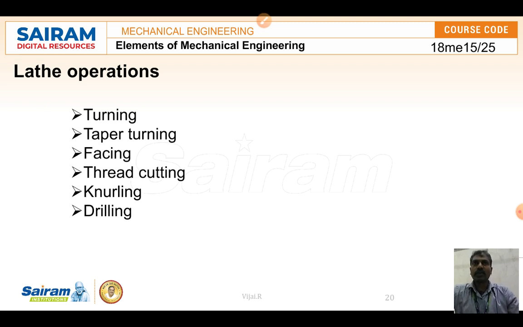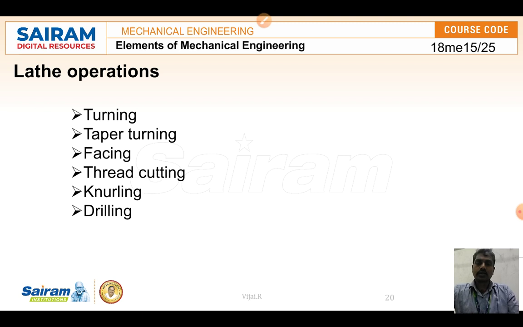The production of components, as we have already seen, is material removal. The raw material is removed with the help of a cutting tool on a rotating workpiece, so that the operations we can do are turning, taper turning, facing, threading and all. One by one, we are now going to see what the taper turning operation, the turning operation, and the facing operation are.